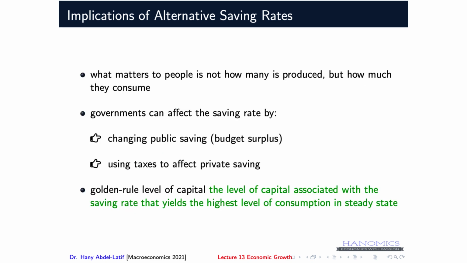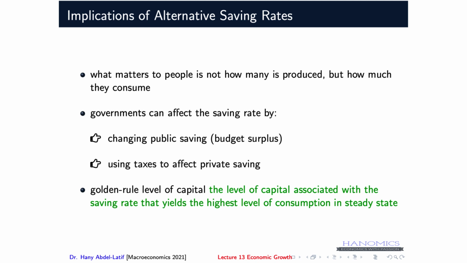Moving from here, we discussed how that will affect consumption, and we discussed the golden rule level of capital. We define that as the level of capital associated with the saving rate that yields the highest level of consumption in steady state. So that's everything we discussed so far. We looked at the first element, the first determinant, capital accumulation.